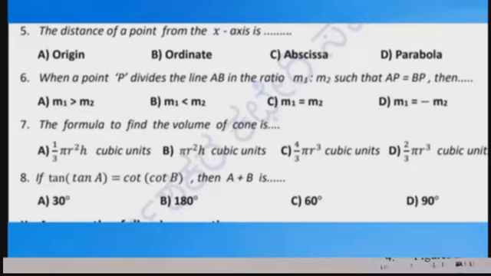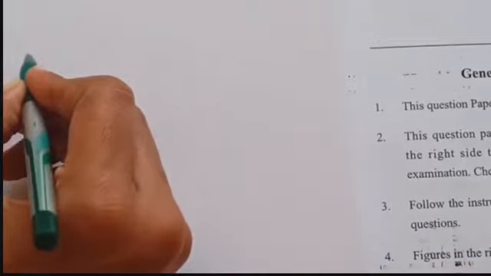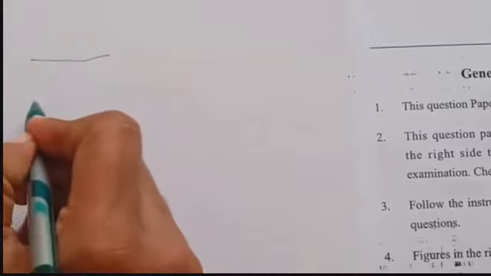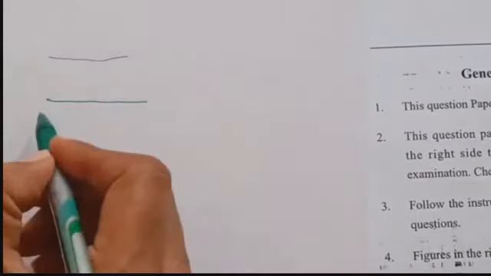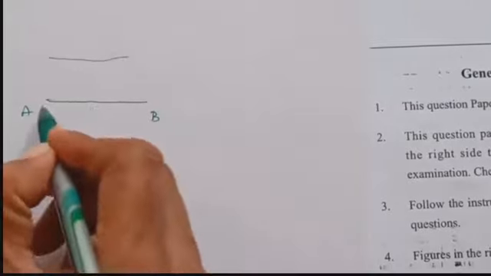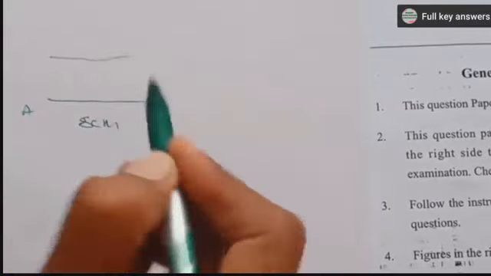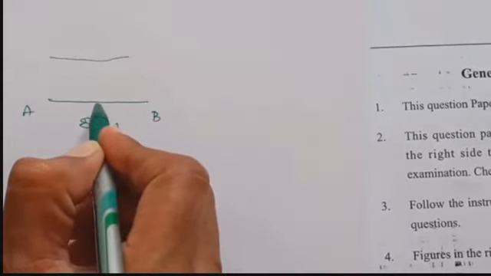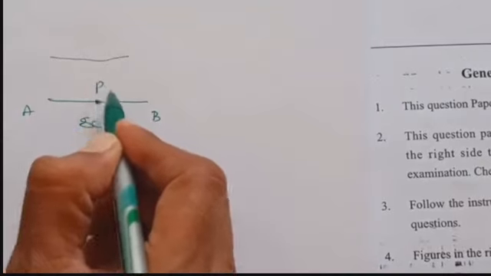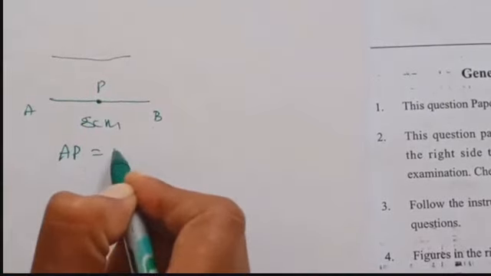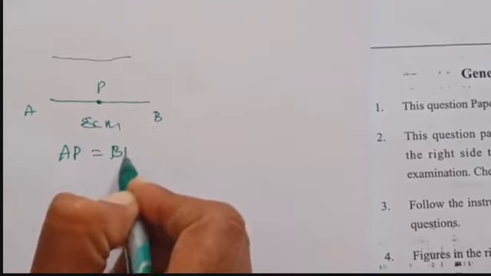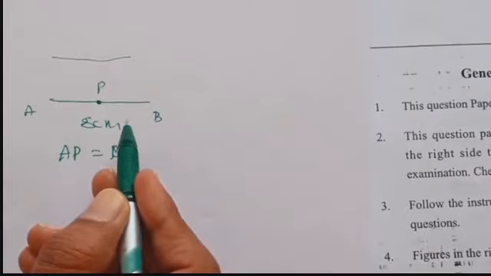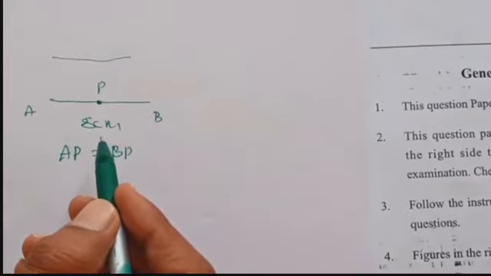So just observe this, children. AB is a line. Let me call this AB as 8 centimeter, for example. This AB line has been divided at the point P, let me call this point P, so that AP is equal to BP, what they have given. So that means AP is equal to PB. So out of these 4 options, which option is correct, that you need to pick, right?